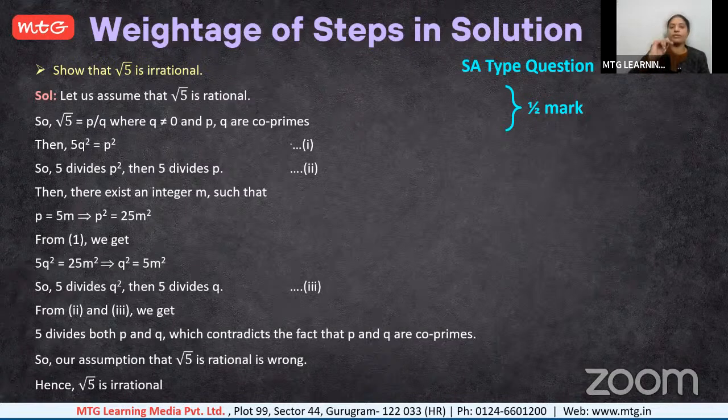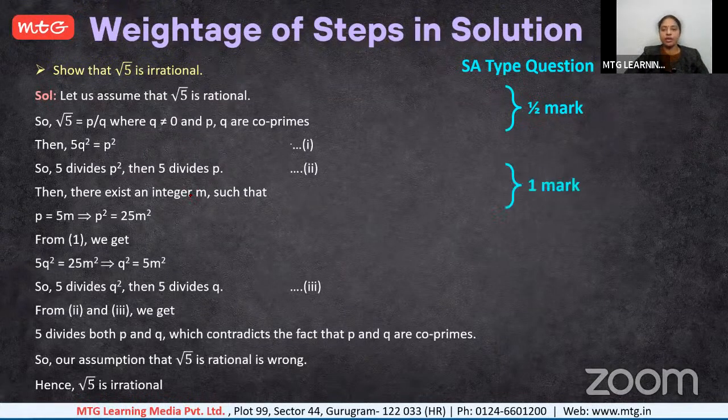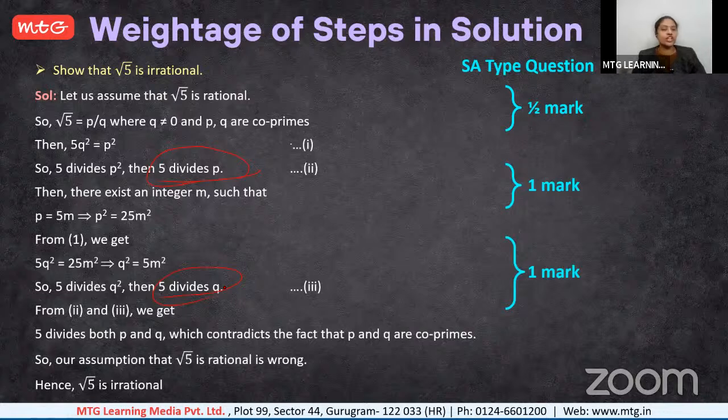Now, based on your assumption, if you move further to relate p and q with the various values of 5 and its square, you'll get 1 mark, where you are proving that 5 can divide p. Up to here, you are able to get 1 mark. Later, for proving that 5 can also divide q, you are getting 1 more mark.